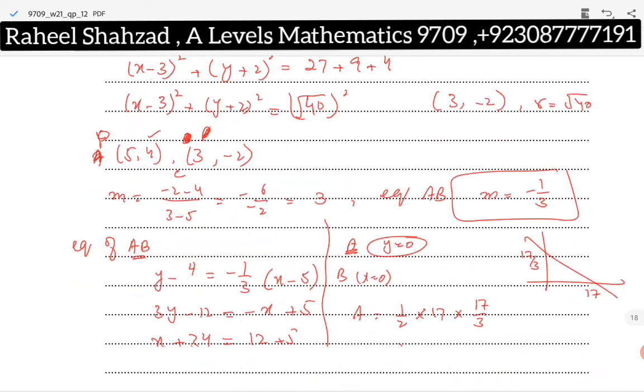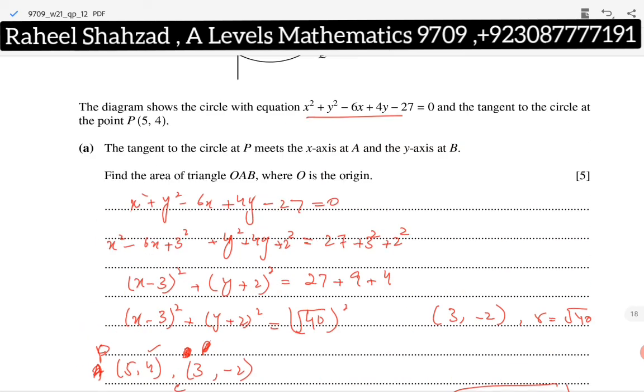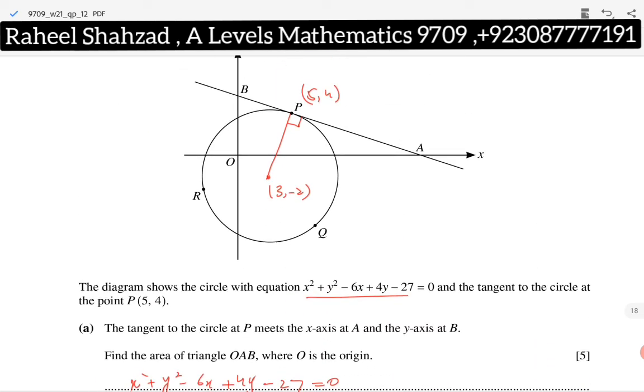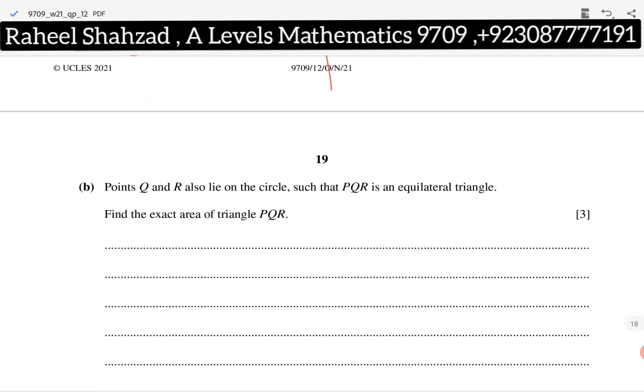Next part, it says points Q and R also lie on the circle such that PQR is an equilateral triangle. So PQR is an equilateral triangle. It's P, it's Q, it's R. Okay, and find the exact area of triangle PQR.